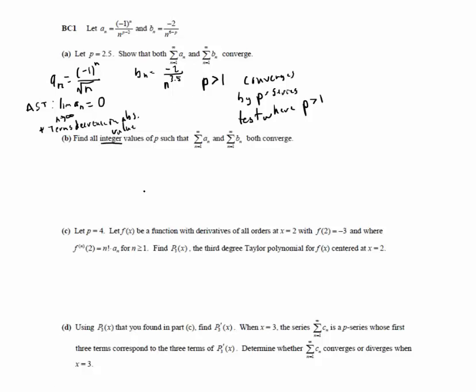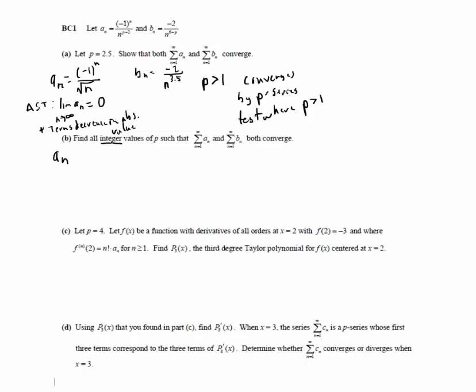Okay. All right, for the next one, we're going to find all the integer values of p. So rather than be given a p like we were up here, we are going to find the value of p that'll make both of these things converge. Okay. So for AN, which is the alternating series, we know that this will only converge when the terms decrease in absolute value. Okay. If the terms are increasing in absolute value, then it will no longer converge by the alternating series test.